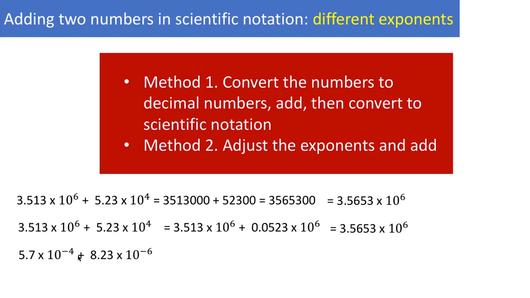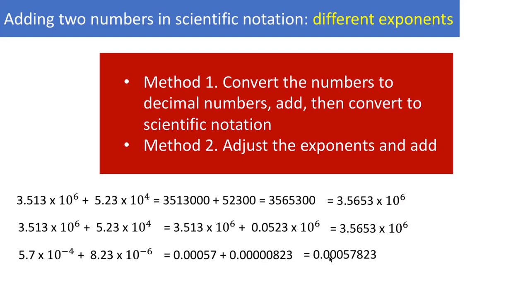Here's another example with negative powers. So first, if you want to do it using decimal numbers, this to the power -4, so I'm moving this 4 positions to the left, so I'm adding 3 zeros, see? This, I'm moving it to the power -6, I'm moving this 6 positions to the left, adding 5 zeros, 1, 2, 3, 4, 5. Add these two numbers, and now I need to make this in scientific notation.